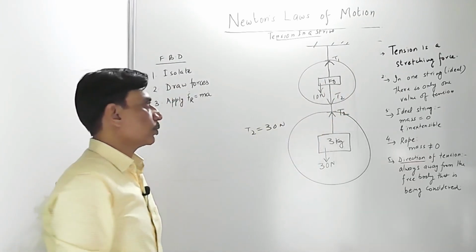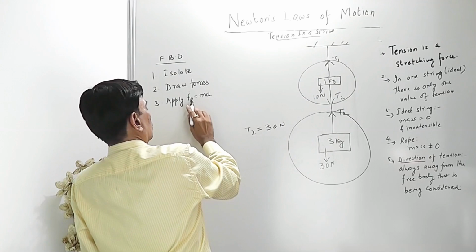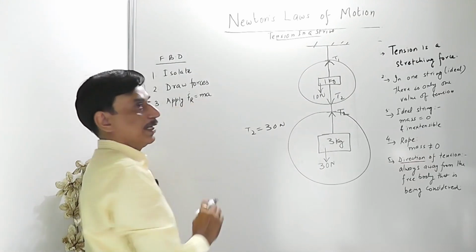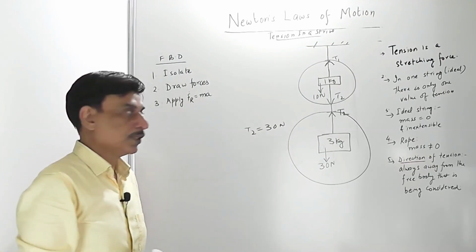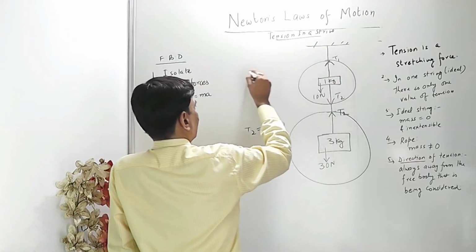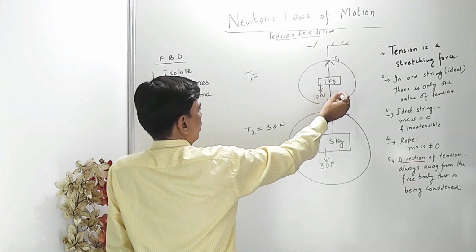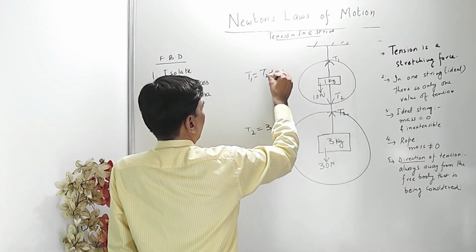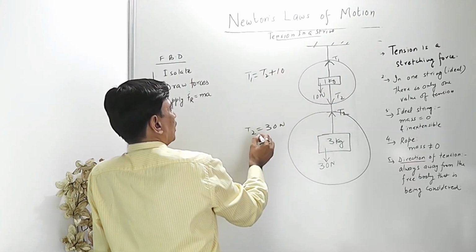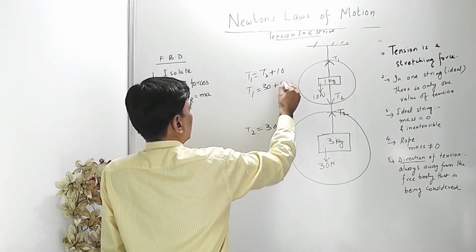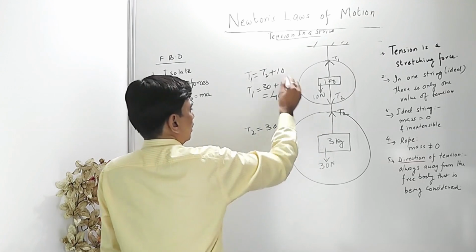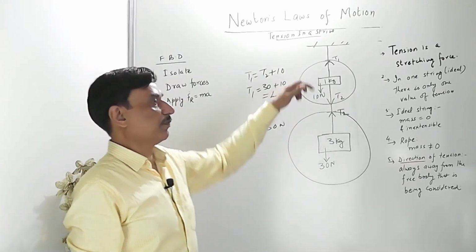Acceleration is equal to 0, so obviously net force is equal to 0. When acceleration is equal to 0, F equal to ma, F is the resultant force. Resultant force has to be equal to 0. So that's why upward forces, that is T1, has to be equal to downward forces, T2 plus 10. We can put the value of T2 over here, that is 30. So 30 plus 10 is equal to 40 Newton, which is the value of tension.